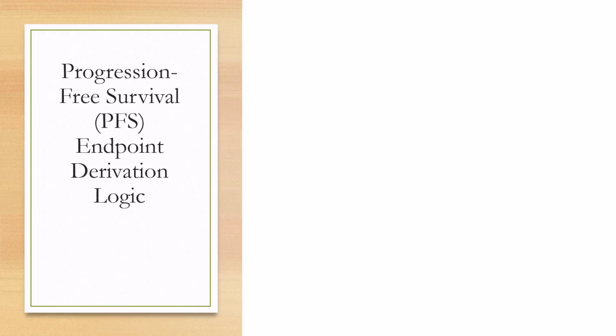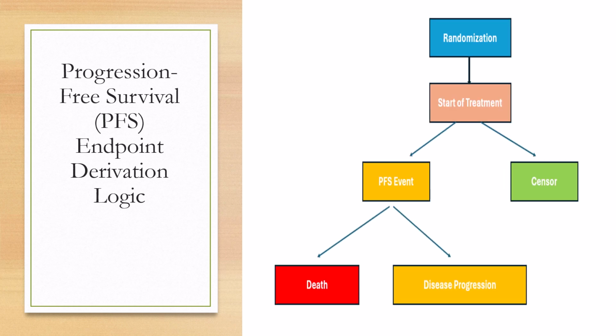Now let's walk through how some of the common endpoints are derived. Let's start with the progression-free survival. As we have discussed, the progression-free survival is used to calculate the time from randomization to the earliest of the disease progression date or death date. If neither occurs, the censor at tumor assessment date is considered.